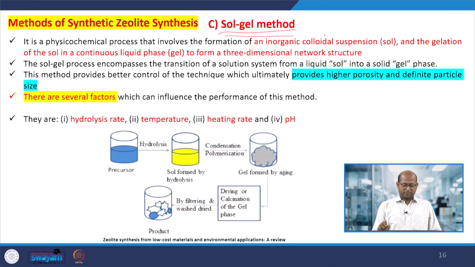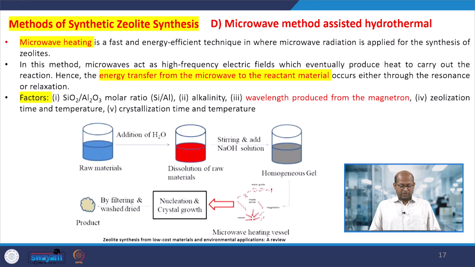And next is the sol-gel method, which is similar. You have to take inorganic precursors, then make solutions and then gel formation, and after that the gels will be heated or calcined at different temperatures. So these particular zeolites will be formed, and that is how we can prepare zeolites.